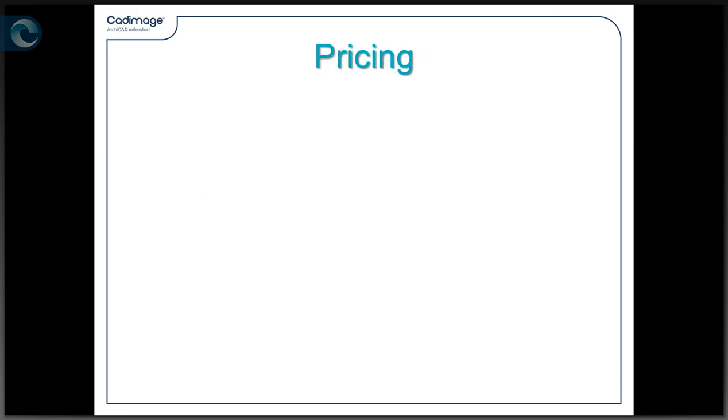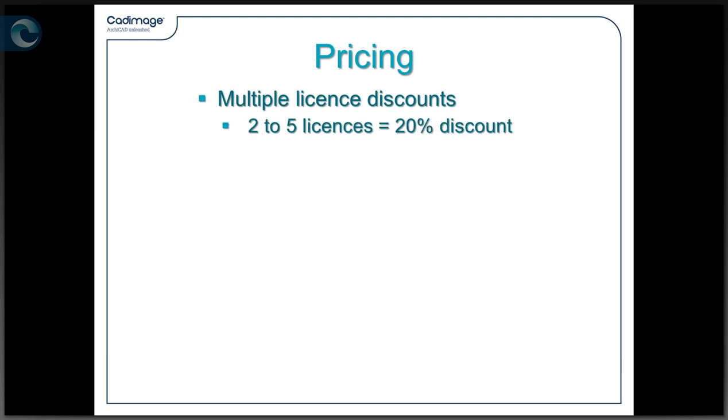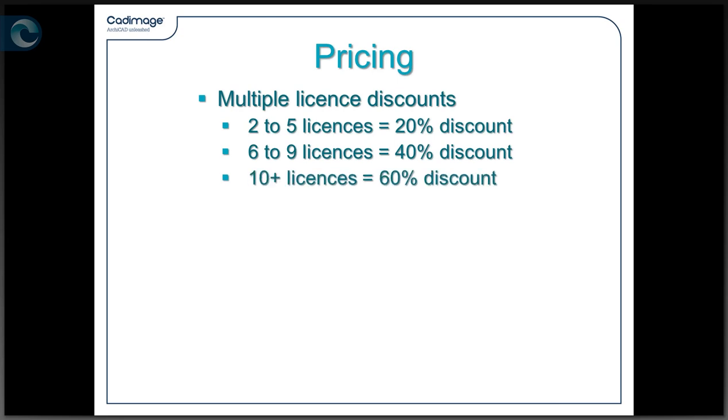So just a quick note on pricing. There's various different tools that we're looking at. Whatever products you're looking at, there are multiple license discounts. So if you have a requirement for more than one license, as soon as you have the second license, you automatically get a 20% discount. As soon as you go above 6 licenses, it increases to 40%. And as soon as you're over 10 licenses, there's a 60% discount on all of those.